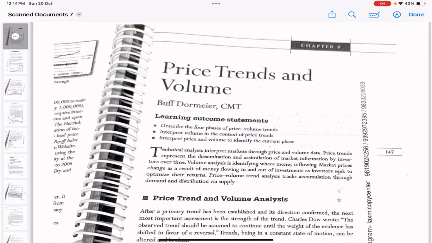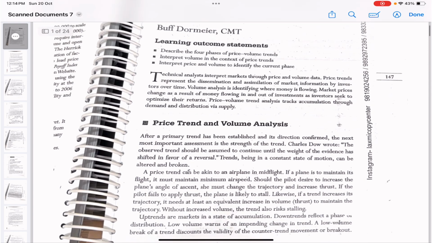There are four phases which we'll be discussing in this chapter, and right now you might not be aware of the four phases, but after you complete this chapter you will be clear with all the four phases and you will be able to interpret and identify which phase the price is currently in.